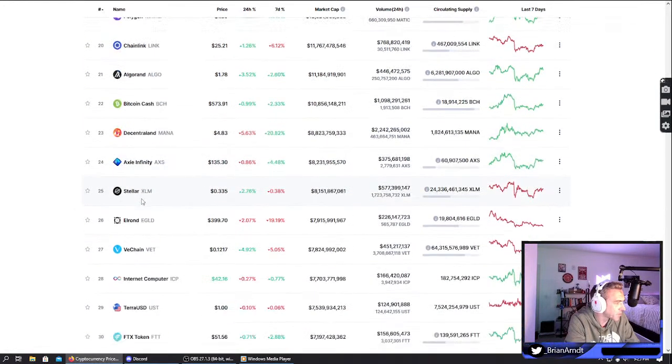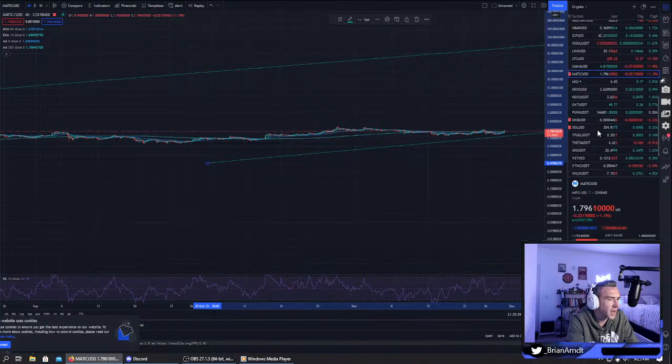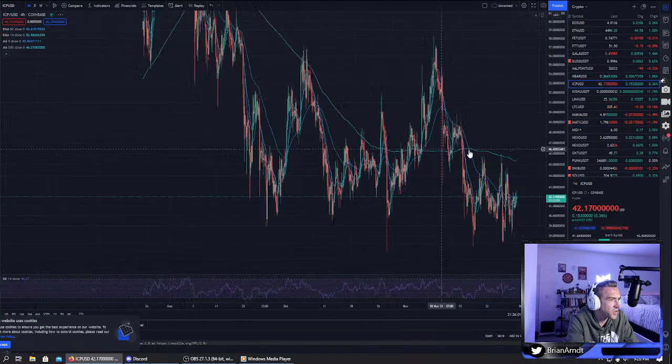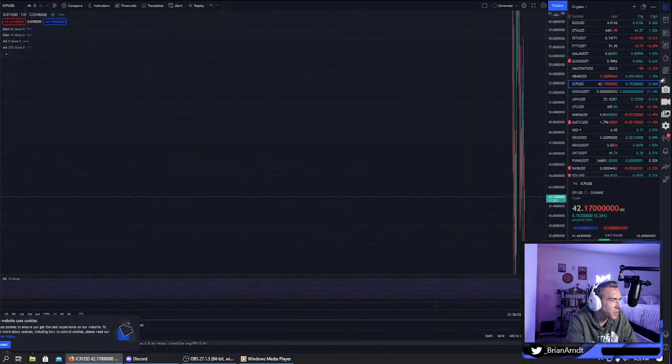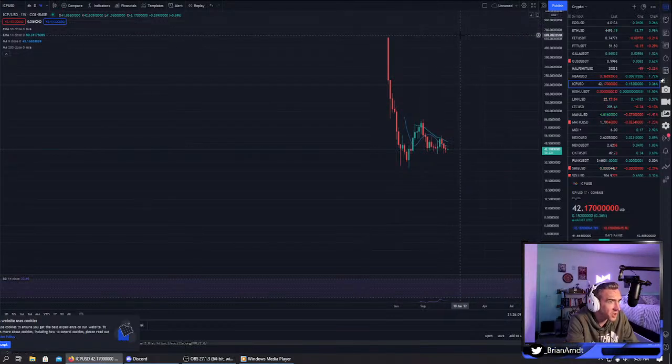Chainlink still in the top 20. Stellar still in the top 25. VeChain's really lost a lot of spots as well. I expect VeChain to catch back up. Internet Computer is another chart I wanted to look at. I know some of us got in pretty high, or we're looking to get in pretty high, but Internet Computer seems to be curling down here. So if it can reappreciate, that's a good return. So that's another good one to look at here.